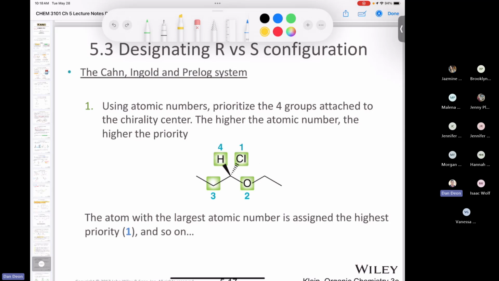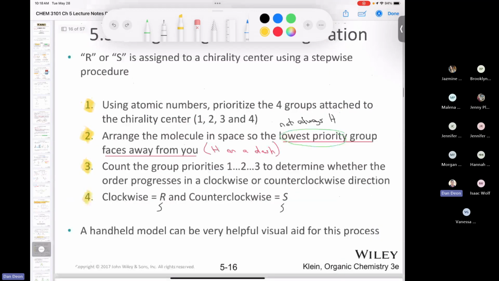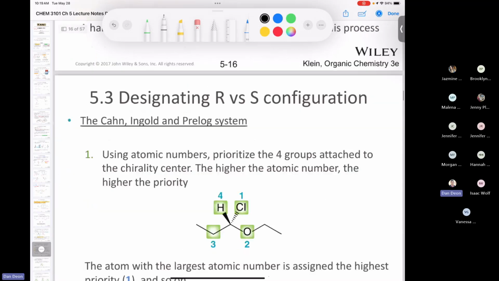We just remember that based off of this rule, if we have the lowest priority group coming towards us, I'll write it down here. If it's towards you, or the viewer, you reverse R to S or S to R. And that's shown in the slides coming up.